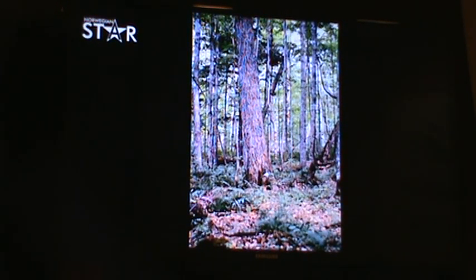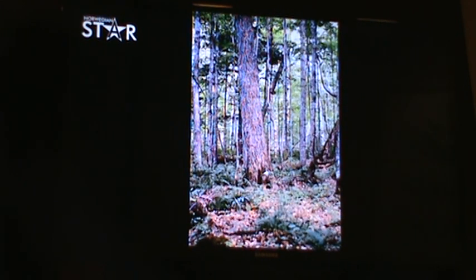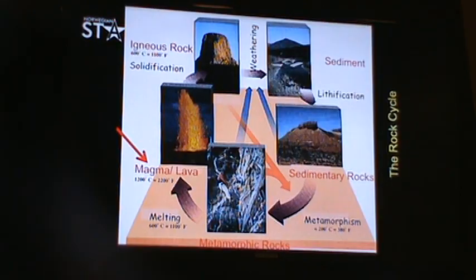And of course it forms the forest floors, that is, the rocks disintegrate into clay, silt, sand, and so on, and form the soils that all of our vegetation is dependent upon. So let's start with the magma.